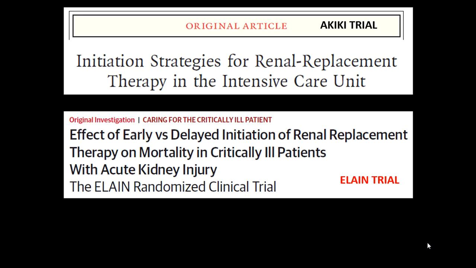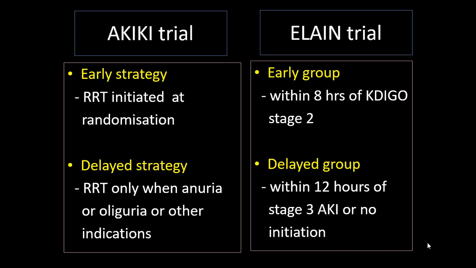The other two trials came into the picture, which were the IDEAL-ICU and the ELAIN trial. The first was what should be the intensity. This is about the timing. When should you initiate, whether early or delayed, and what they defined as early strategy was: RRT was initiated almost at admission, whereas in ELAIN it was initiated within 8 hours of KDIGO criteria stage 2, where your urine output is less than 0.5 ml per kg for more than 12 hours, or an absolute rise of creatinine.